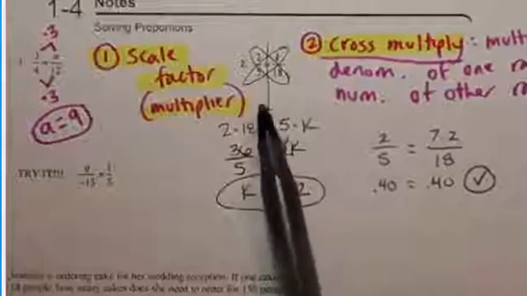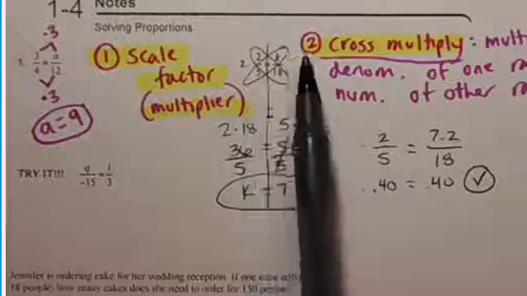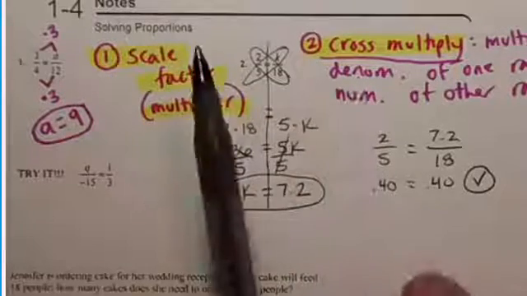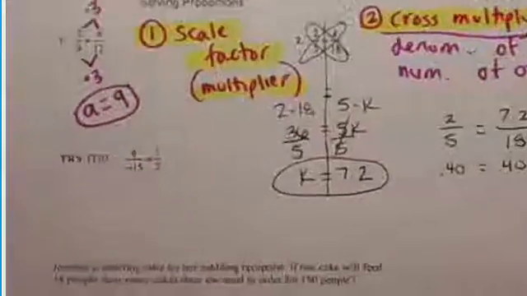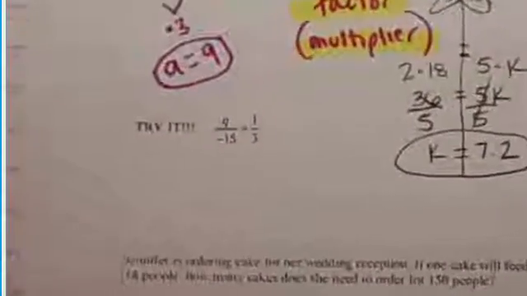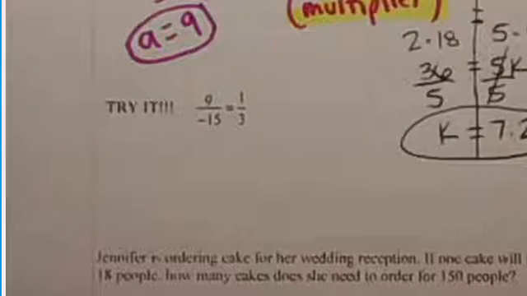Again, there's no way I could have figured out the scale factor here, because I'd have to multiply by a decimal. That's why cross multiplying works every single time. Scale factor doesn't. So go ahead and try this next one by yourself. I want you to really focus on the cross multiplying. I'll give you a couple minutes to work on that, and then when everyone's ready, we'll push play so you can go over the answer.